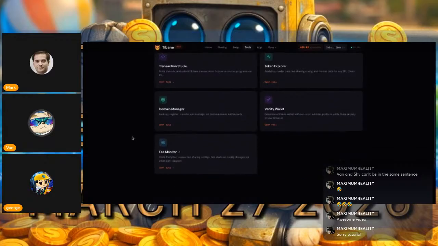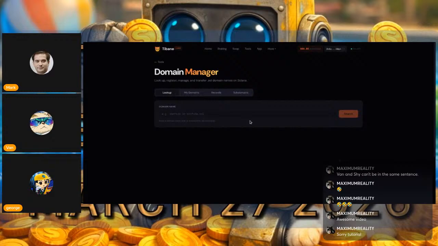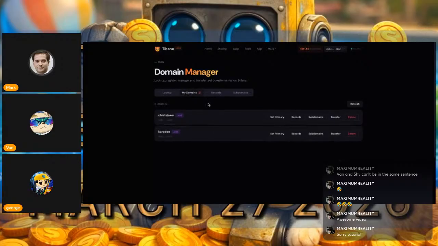Yes. Domain registrar you put out on the website, right? Domain manager, I'm sorry. So yeah, it's a standard domain manager. You can search for domains, register, manage. I did try to register a couple of domains. Nice, I see that. That one's hot. Carpelius.sol, that's nice. And of course, I did all of this through the Tibane Labs website.